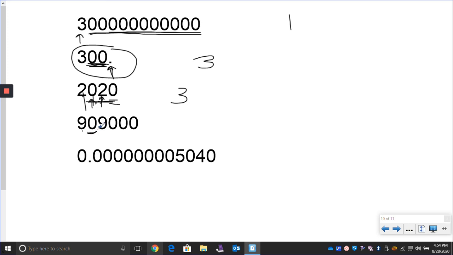The next one we've got a 9, a 0, and a 9. Do we count that 0? Yes, it's a sandwich. What about these zeros? These are trailing zeros. We only count them if there's a decimal. There's no decimal. So we only have 3 significant figures in that number.